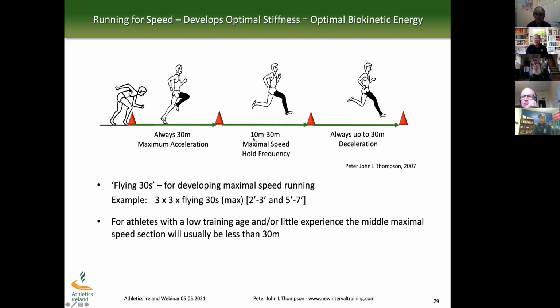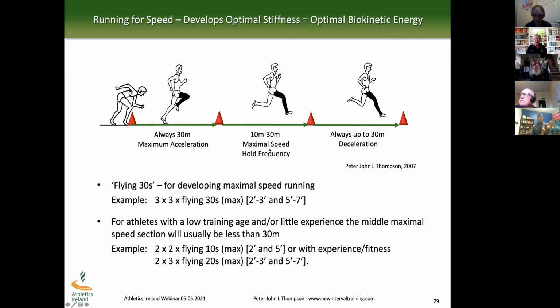So if you've got an athlete who's a lower training age or less experience, then this middle section doesn't have to be 30, it can be less. So it might be you do 2 times flying 10s for a beginner athlete. So you do maximum acceleration for 30 meters, and then just 10 meters of holding frequency, and then up to 30 meters of deceleration. And then that might increase to 20s.